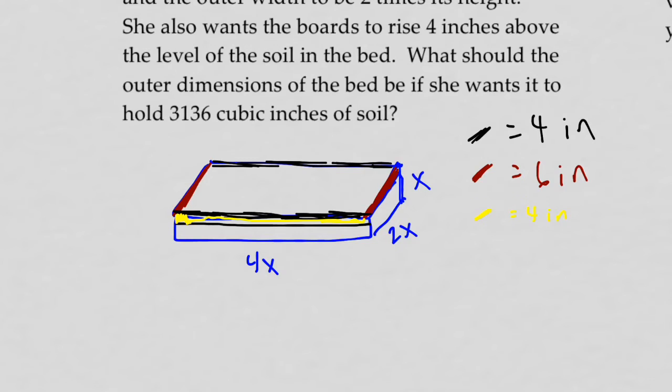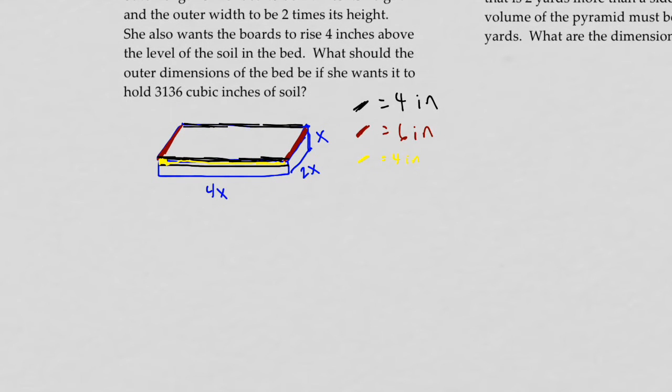Alright, so now using the information they gave me that the volume is 3136, I know the volume is length times width times height. It says, what should be the outer dimensions of the bed if she wants it to hold 3136 cubic inches of soil? So the volume of just the soil is 3136. So what we need to do is figure out what the inner length, inner width, and inner height are. This is the outer length, the outer width, the outer height. What is the inner length, width, and height of just the soil part?